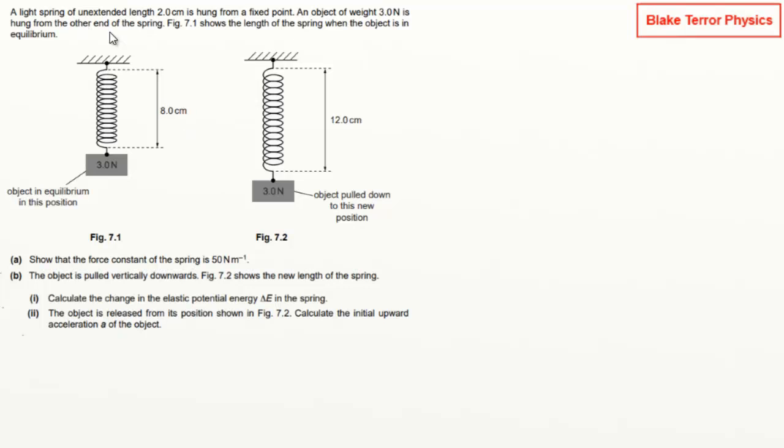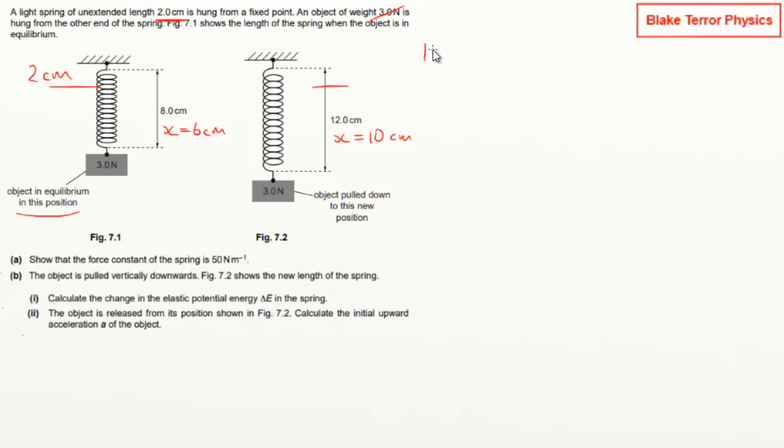Right, now we've got a spring question. We've got a spring of unextended length 2 centimeters hung from a fixed point. We've got a weight of 3 newtons, they've given us that in the picture, hung from the other end. Figure 7.1 shows the length of the spring when the object's in equilibrium. Okay, so it starts at 2 centimeters. We've now got an extension here of 6 centimeters. Later on, we're going to have an extension here of 10 centimeters whenever we decide to pull the weight down, by the look of it. Show that the force constant of the spring is 50 newtons per meter.